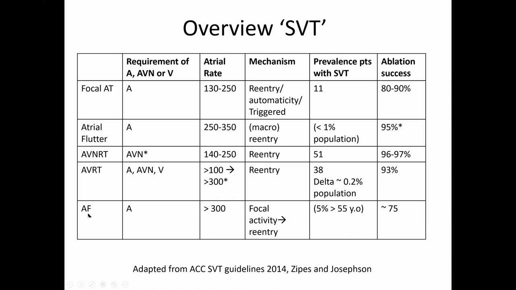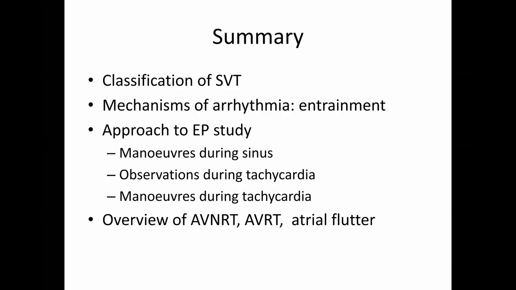And we haven't had time to speak about atrial fibrillation. So look, in summary, I think we've gone through quite a lot, including classification of SVT, mechanisms of arrhythmia and what entrainment involves, how to approach an EP study, which is basically a few simple maneuvers: in sinus rhythm, observe the tachycardia, perform some maneuvers during tachycardia. And we've gone through examples of AV node reentrant tachycardia to understand dual AV node physiology, AV reentrant tachycardia and also atrial flutter.